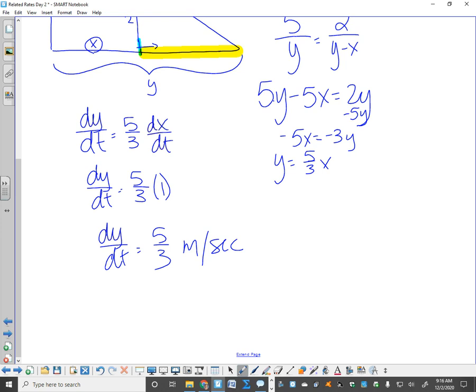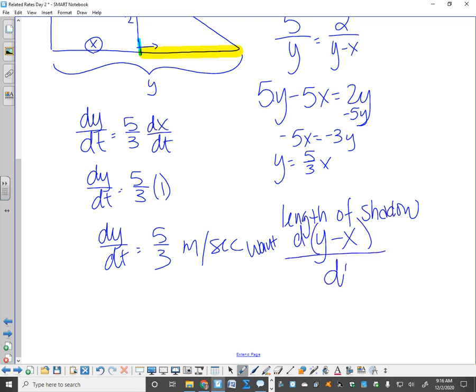Now, the next part says, I want the length of the shadow. Well, the shadow is that yellow highlighted part. So the length of shadow is y minus x. Big part minus the part I don't want leaves me with the part I do want. So the length of shadow is y minus x. So I want the derivative of that. So I want d(y minus x)/dt. Ooh, let's stop for just a second. Let's soak that in. The length of the shadow is y minus x.